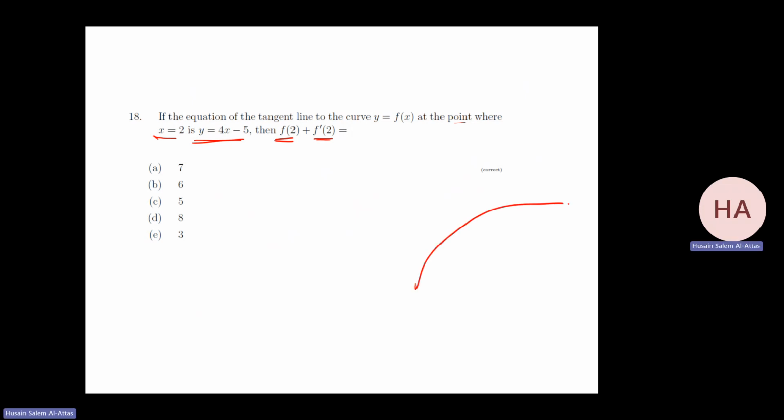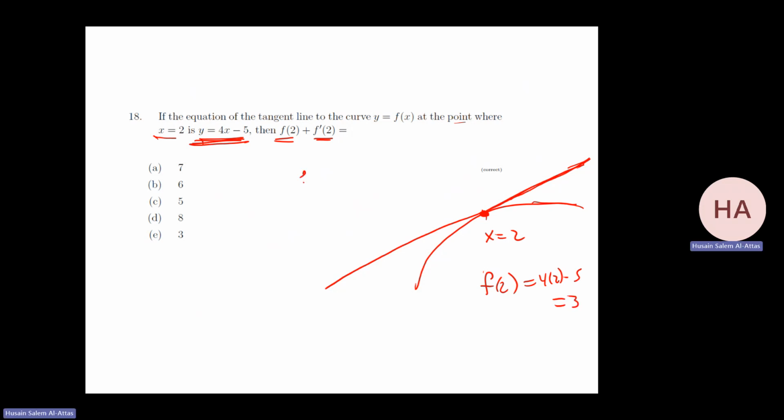If you notice, you have a curve and you have a tangent line at x equal 2. This is at x equal 2, and this is the tangent line. You notice that at x equal 2, this point where I have the tangency, it's part of the curve and part of the line. That means f of 2, either I can get it from the curve or I can get it from the tangent line, but I have the equation of the tangent line. So f of 2 will be 4 times 2 minus 5, which is 3.